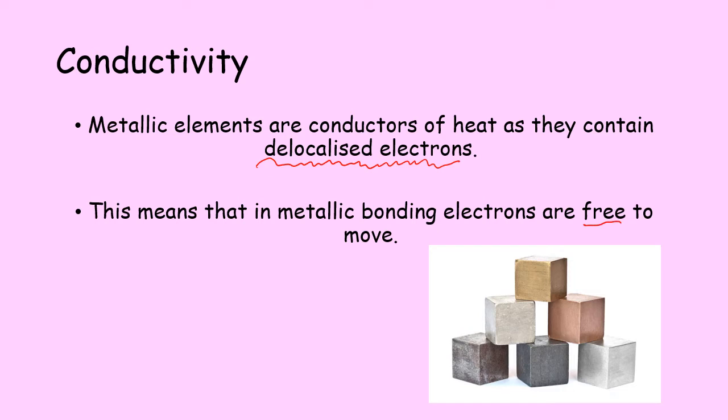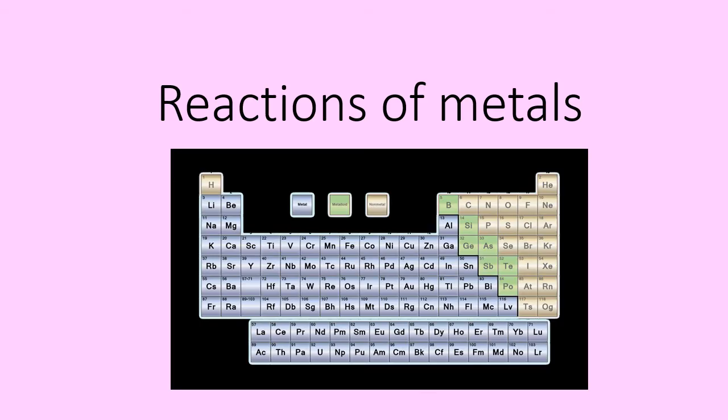So free to move. If you write they have space to move, that is wrong. It is that they are free to move. In other words, they can move. Just because something has space to move doesn't mean that it can move. So make sure that you say they are free to move, not that they have space to move.